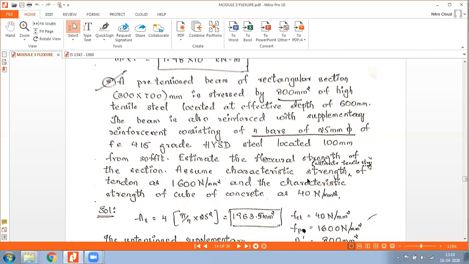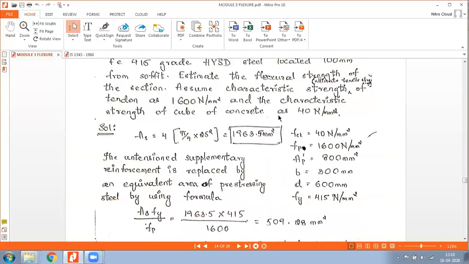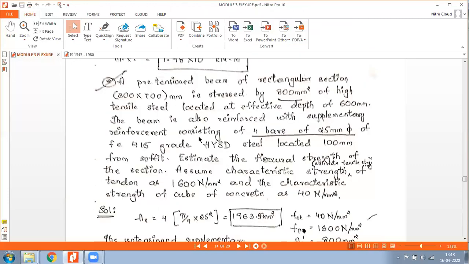Assume the characteristic strength of the tendon as 1600 Newton per mm² and the characteristic strength of the cube of the concrete as 40 Newton per mm². In this problem, he has mentioned two types of steels. That is, the area of steel 800 mm² is directly given, and he has also given the area of reinforcing bars, that is 4 bars of 25 mm dia.